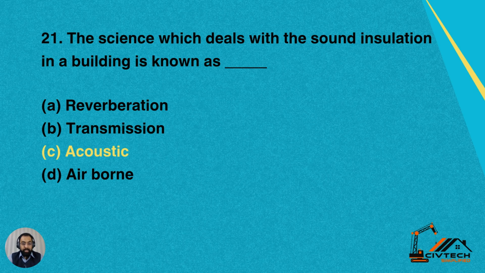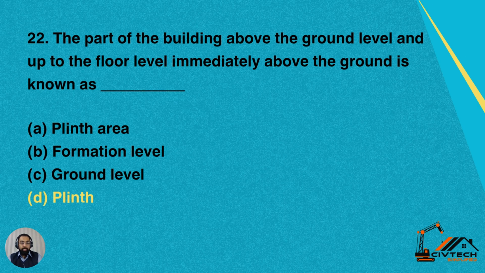Question number 21. The science which deals with the sound insulation in a building is known as dash. It refers to the acoustic property of a building. The options available with us: A, reverberation, B, transmission, C, acoustic, and D, airborne. So option C is correct for this question, which is acoustic. The science which deals with the sound insulation in a building is known as acoustic.